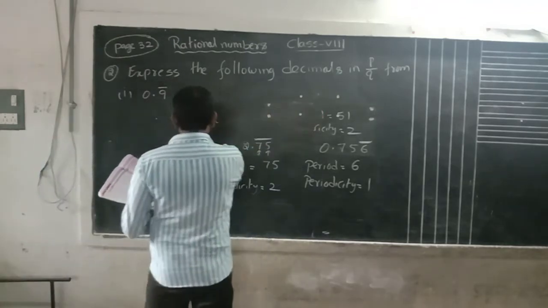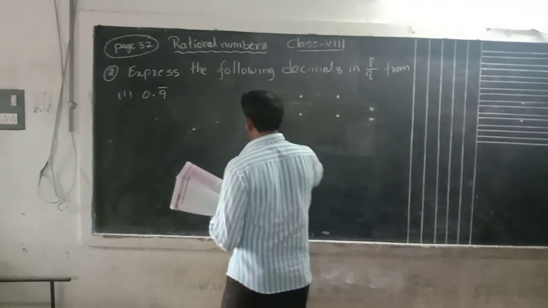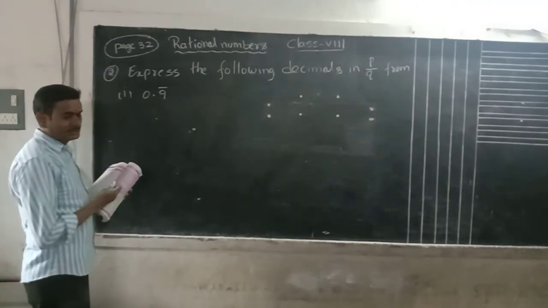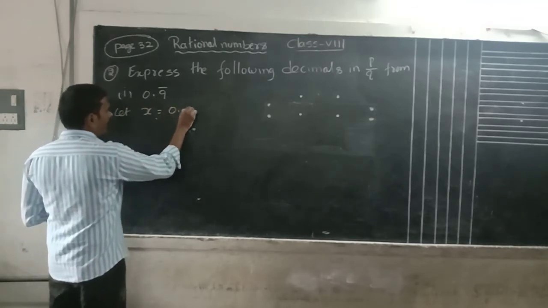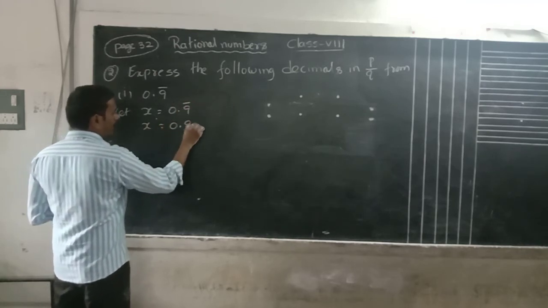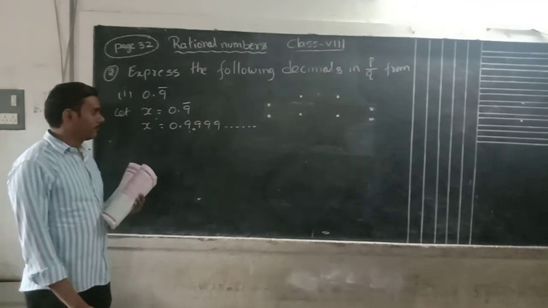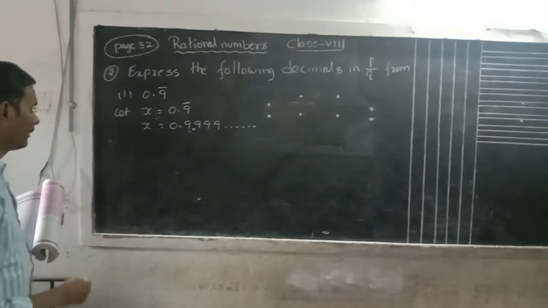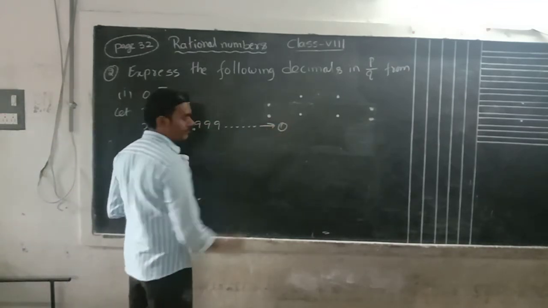Now how can we convert it? Let us learn here. 0.9 bar is given to you. Let x equal 0.9 bar. How do we get 0.9 bar? x equals 0.9999 and so on. We have to remove the bar. This is equation 1.